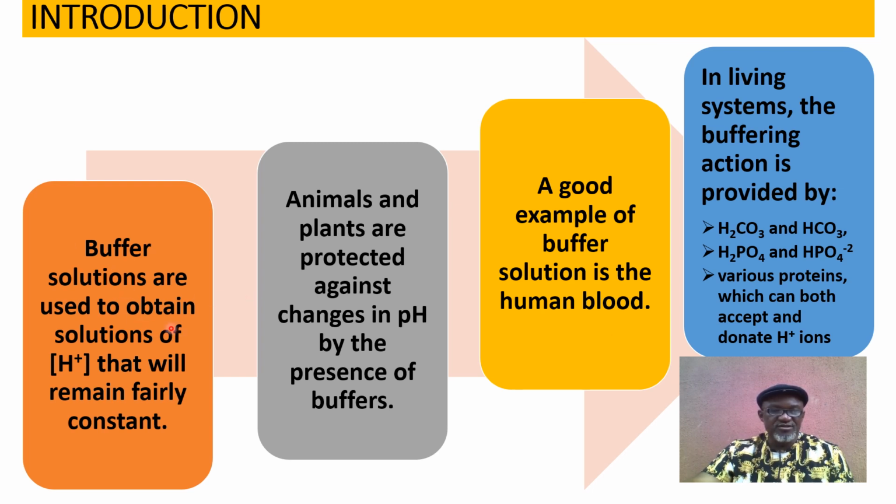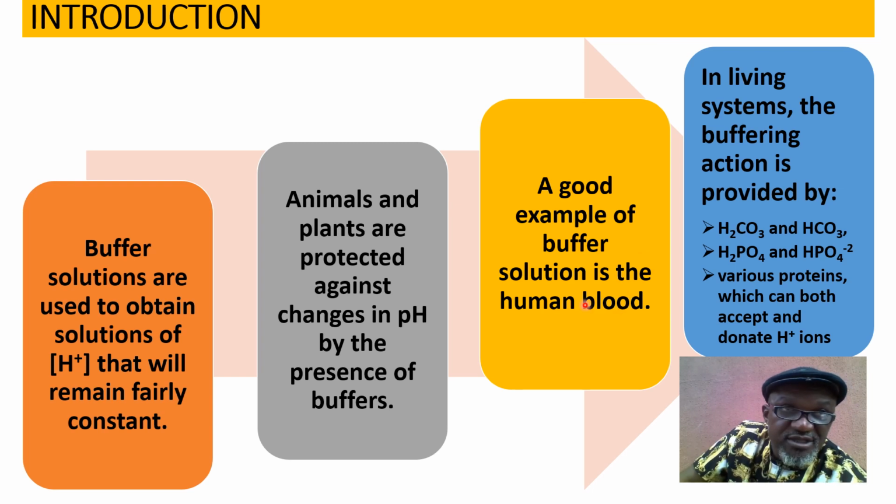Now, buffer solutions are used to obtain solutions of constant hydrogen ion concentration. You see, the hydrogen ion concentration will remain fairly constant. That's one of the reasons for buffer solutions. So the hydrogen ion concentration would not change drastically. Animals and plants are protected against changes in pH by the presence of buffers. A good example of a buffer solution is human blood. So you see why we're saying buffer solutions are important.